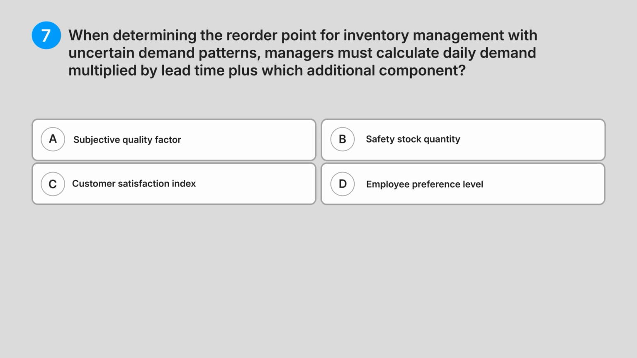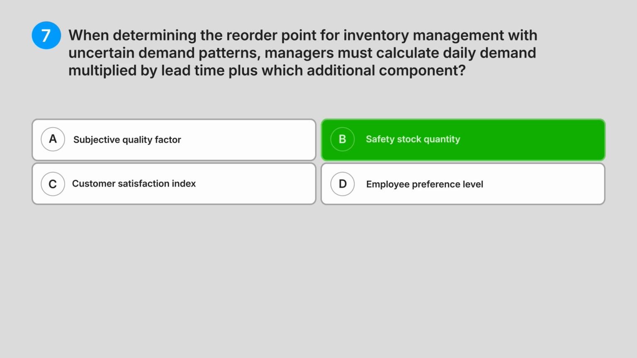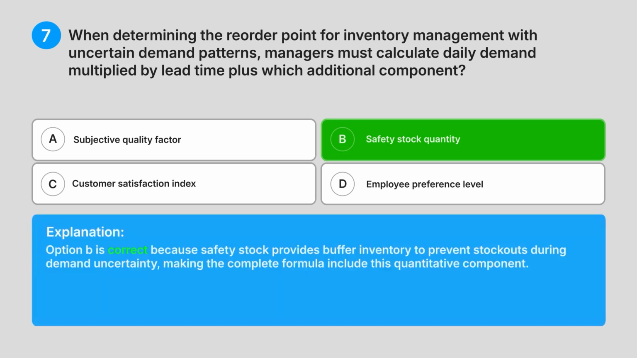Correct answer. B. Safety stock quantity. Explanation. Option B is correct because safety stock provides buffer inventory to prevent stockouts during demand uncertainty, making the complete formula include this quantitative component.